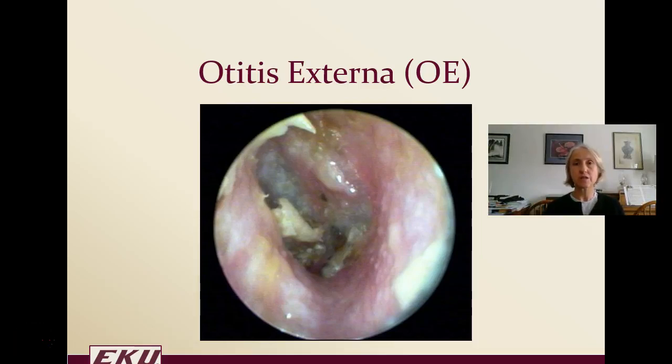In this lecture, we're reviewing otitis externa. This is a classic picture of otitis externa where you can see the canal is inflamed. There's debris, and you may or may not be able to see the tympanic membrane because of the debris in the canal.